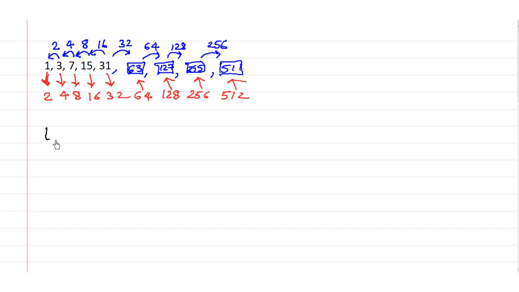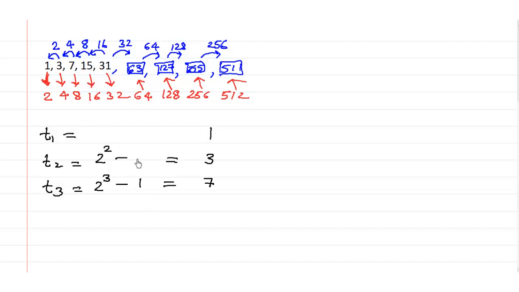So in the exam you need to write that T1 is equal to, and we'll write a 1 over here. T2 is equal to, and we'll write 3 over here. Then T3 is equal to, and we'll write 7 over here. But we know that the 7 is nothing but 2 cubed, which is 8, minus 1. Of course, 8 minus 1 is 7. Similarly, this 3 is 2 raised to 2, which is 4, minus 1. And similarly, 1 is nothing but 2 raised to 1, which is 2, minus 1.